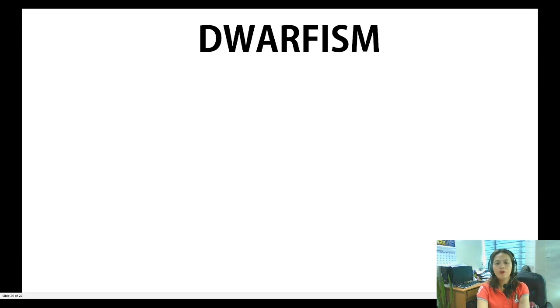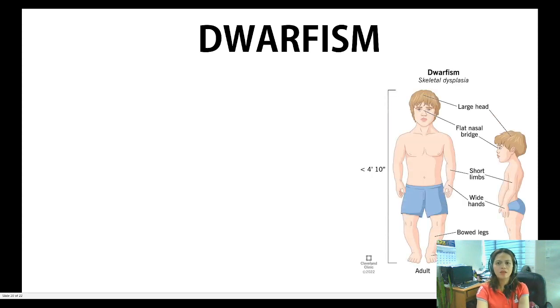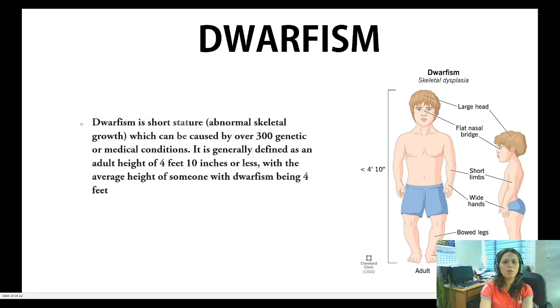Marangal na trabaho. So lastly, we also have here the dwarfism physical disability. So what is dwarfism? It's very familiar to us, no? Kay makakita mo gyapon tayo sa atong mga palibot ng kaning mga klase ng mga tao. So when we talk about dwarfism, it is a short stature which can be caused by over 300 genetic or medical conditions. It is generally defined as an adult height of 4 feet 10 inches or even less. So the average height of someone with dwarfism, 4 feet.